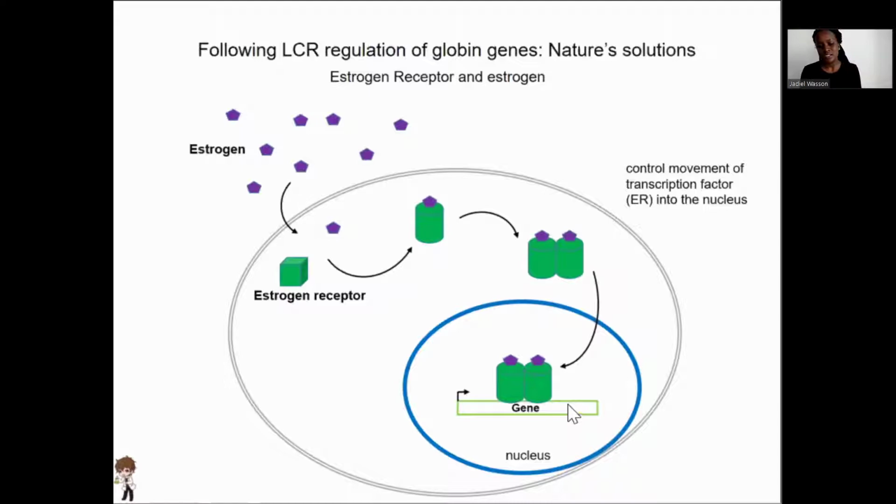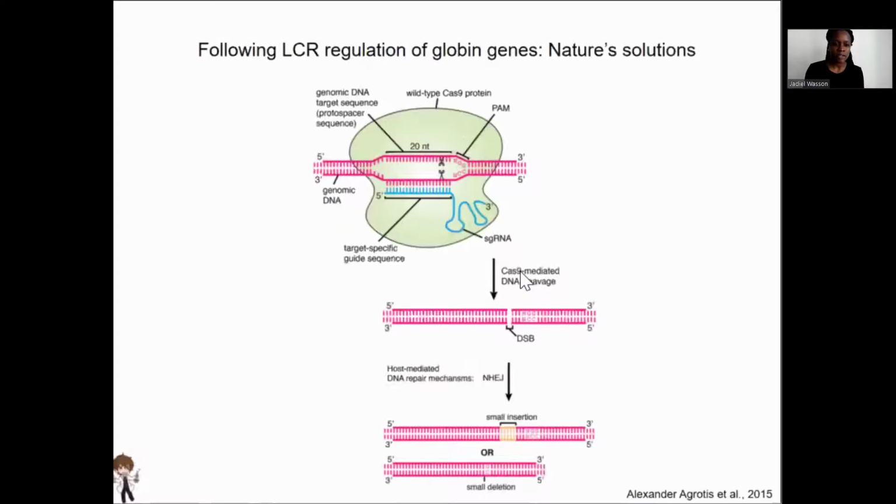So they co-opted this system in the paper in order to control the movement of a transcription factor into the nucleus. I've shown you how you can control the location of a transcription factor, but how do you detect when and where its target is transcribed? Before I move on, does anyone have any questions about the tools I've shown you so far? That includes ChIP, the estrogen receptor, and also CRISPR.